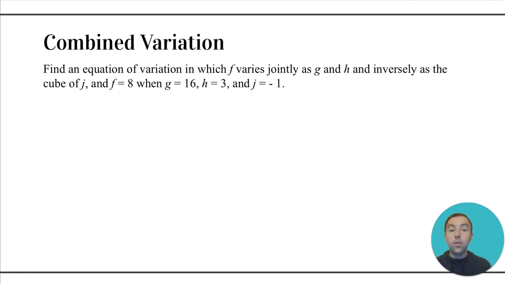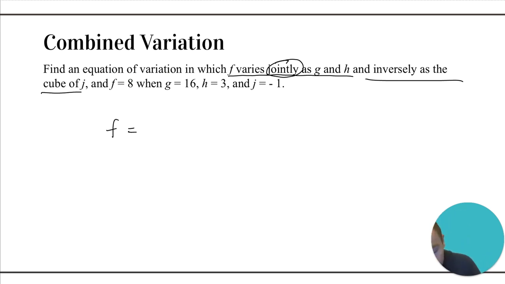And then finally here, we want to find an equation of variation in which f varies jointly as g and h, and then inversely as the cube of j. Let me pause right there and process what that really means. It says that f varies jointly. Jointly means that you have multiple variables multiplied with a constant of variation. So f should be equal to your constant of proportionality k, and it varies jointly with G and H, so then times G and H.